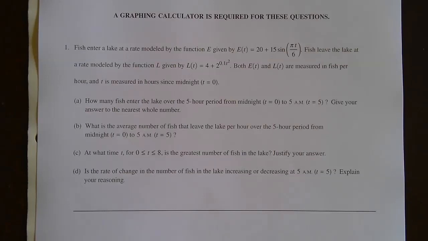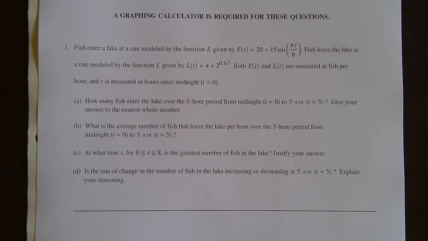So we have to take into account the fish that are entering and also the fish that are leaving. So the derivative of the number of fish in the lake is E of t and L of t put together. For the greatest number, they're asking you for the absolute maximum. For the greatest number, that's also translated into absolute maximum. So we need to find the relative maximums, and then also check the endpoints, 0 and 8, to see how many fish there are and see which one's the largest.